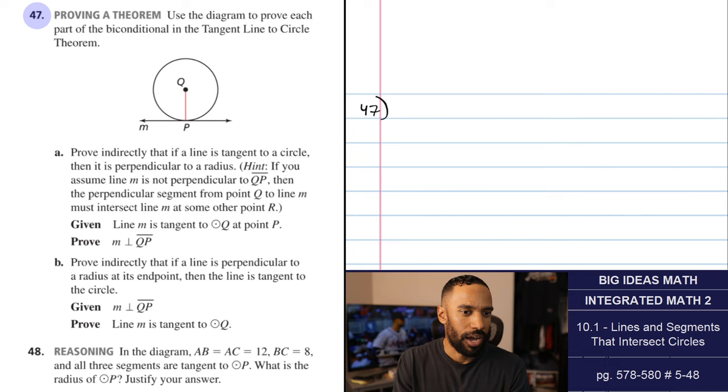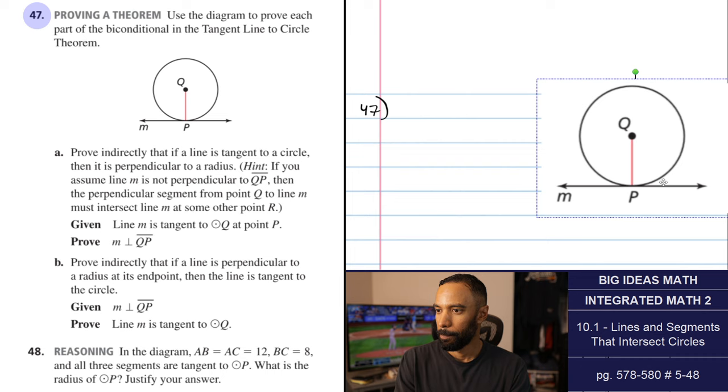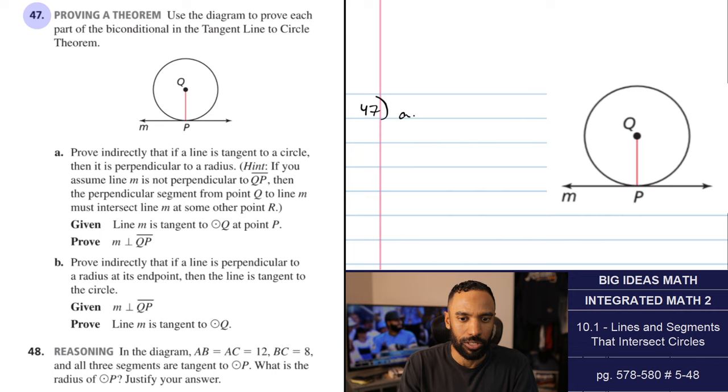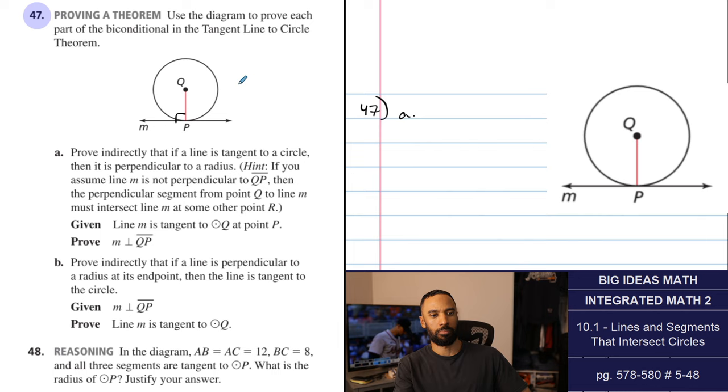Copying and pasting. Okay, let's see. Prove indirectly that if a line is tangent to a circle, then it is perpendicular to a radius. Hint: if you assume line M is not perpendicular to QP, then the perpendicular segment from point Q to line M must intersect line M at some other point R.